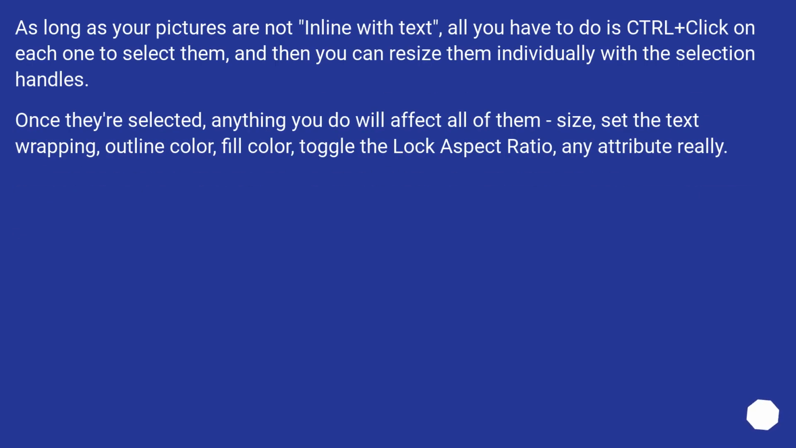As long as your pictures are not in line with text, all you have to do is Ctrl+click on each one to select them, and then you can resize them individually with the selection handles. Once they're selected, anything you do will affect all of them: size, text wrapping, outline color, fill color, toggling the lock aspect ratio, any attribute really.